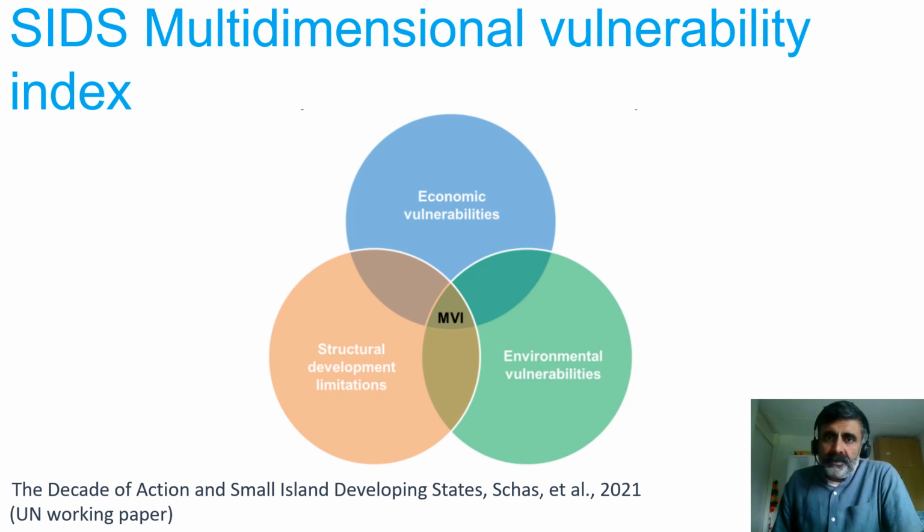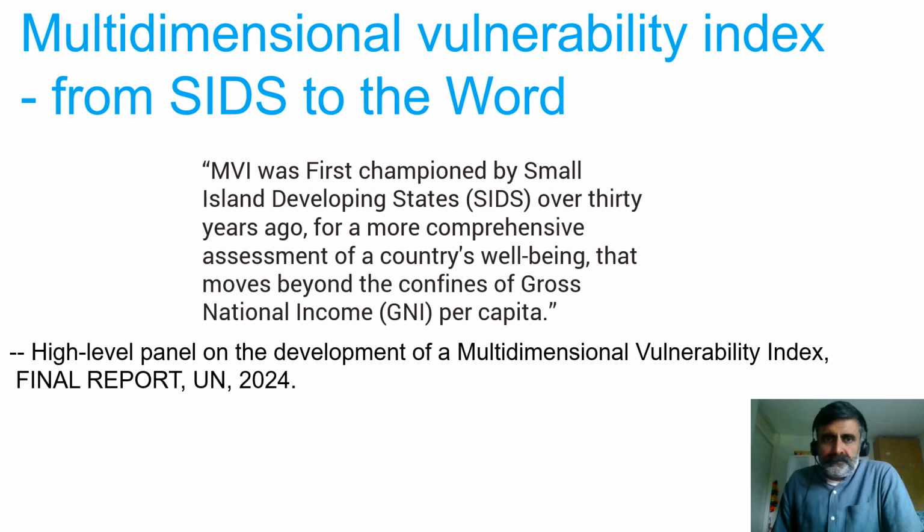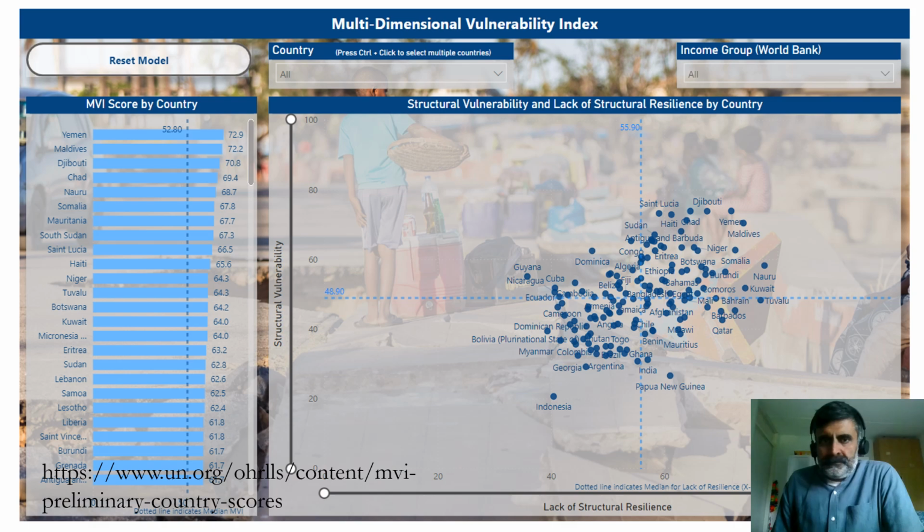A multidimensional vulnerability index (MVI) has been proposed to assess the vulnerabilities of SIDS. This index covers economic vulnerabilities, structural development vulnerabilities, and environmental vulnerabilities, including exposure to climate risks and natural disasters. Championing for a more comprehensive assessment of a country's well-being, SIDS opened up the path to the Multidimensional Vulnerability Index. The 2024 report on MVI uses this index to cover most of the developing countries. Here is a screenshot of the MVI dashboard of the United Nations.